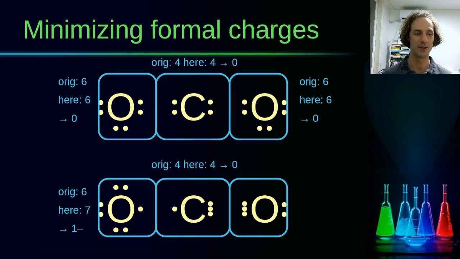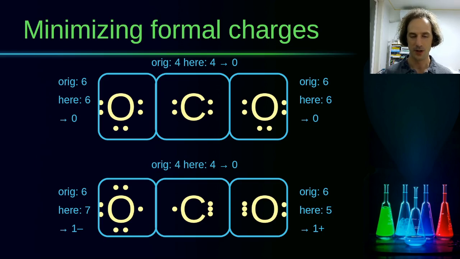So it gained an electron and it has a 1 minus formal charge, while on the right-hand side oxygen has 5 electrons instead of the 6. So it has a formal charge of positive 1. Of course, in both cases, if we add up the formal charges, we should get 0, which is the total charge of the molecule, which is neutral.